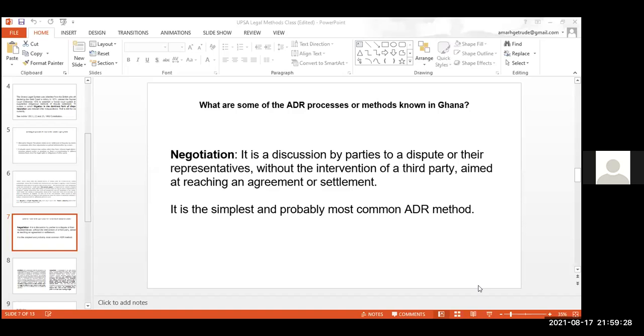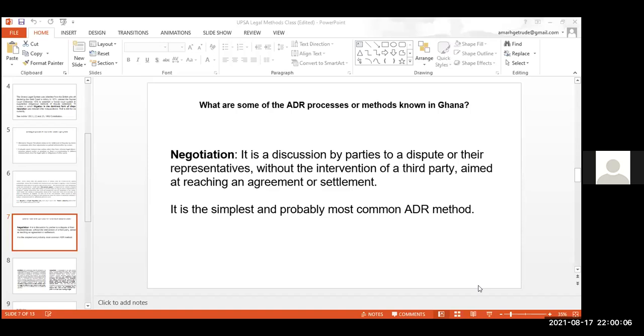When we talk of negotiation, what do we mean by negotiation? Negotiation is possibly the simplest and probably the most common ADR method known, because this is simply a discussion by the parties involved in a dispute or even their representatives. And that discussion is aimed at reaching an agreement or a settlement. To negotiate, in the context of ADR, we are simply looking at negotiation as a discussion by parties to a dispute, aimed at reaching an agreement or settlement.